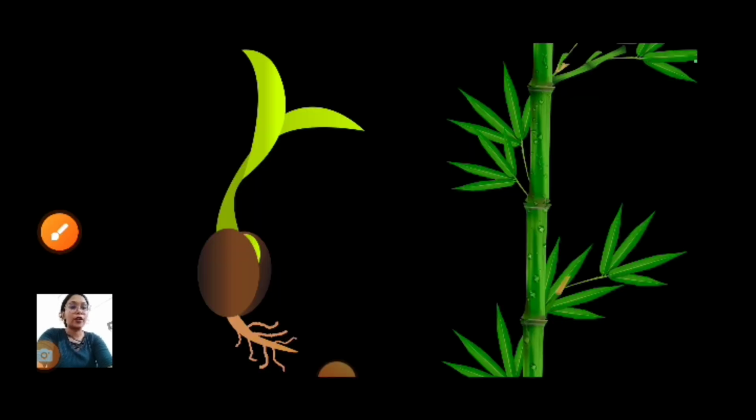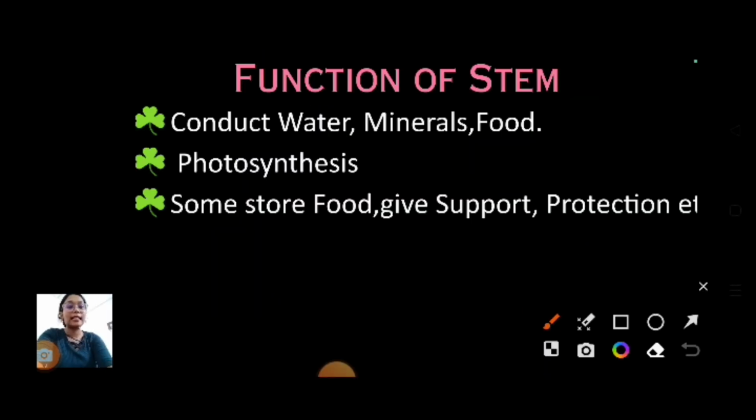Okay, then moving on to the next slide. Let's see the functions of a stem. Okay, so the first one is very easy: it conducts water, minerals and food.